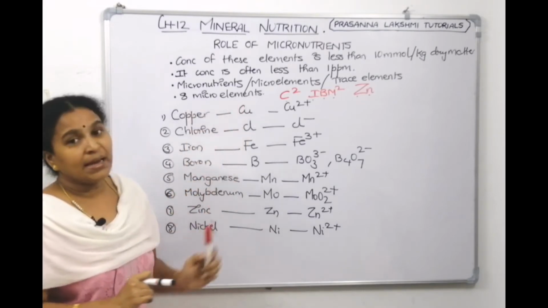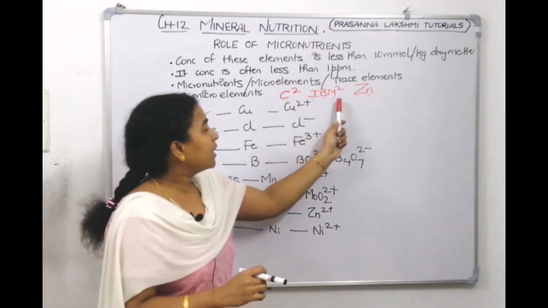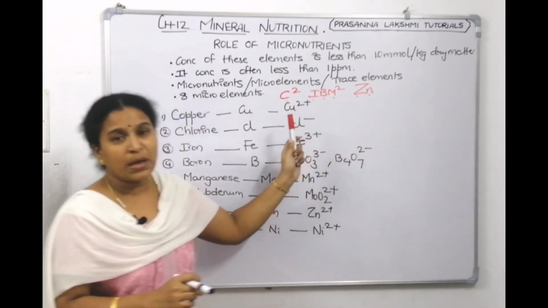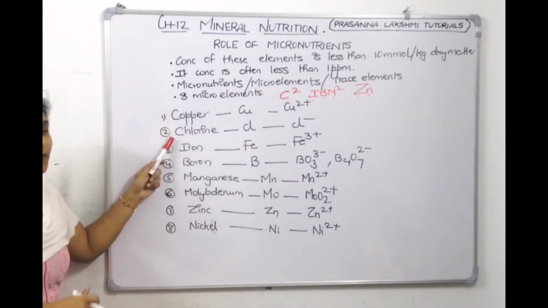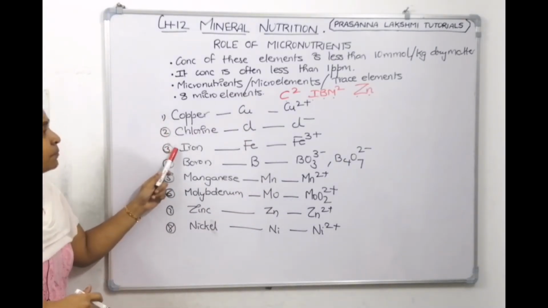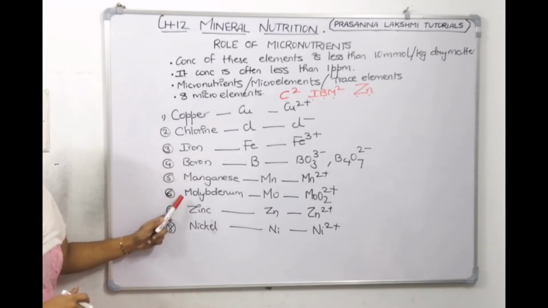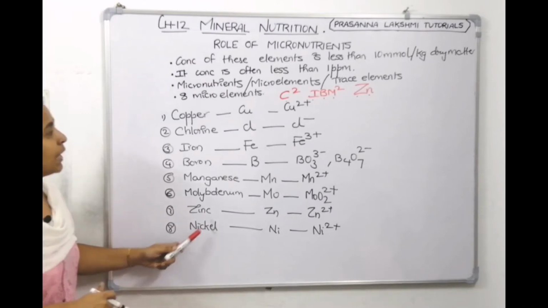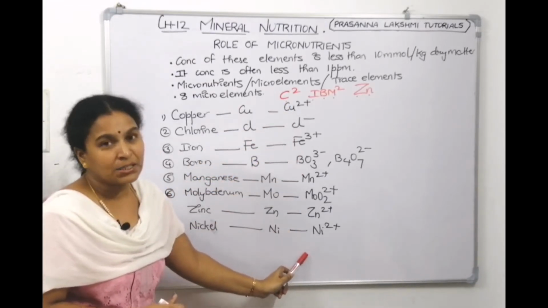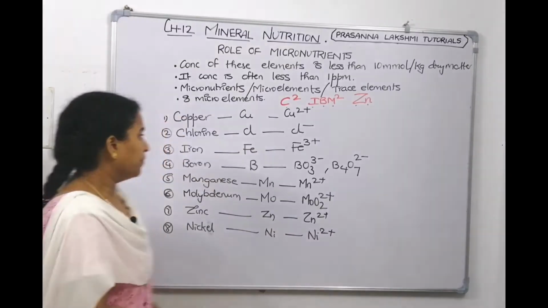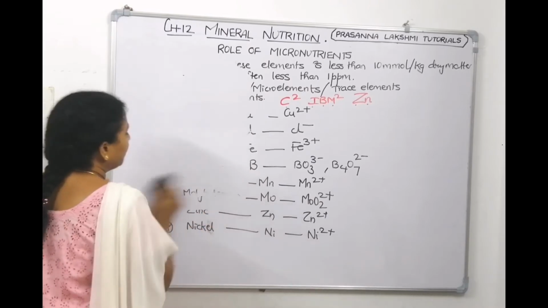Now what are the 8? We made a code: C square, IBM square, Zn. C stands for copper, the second C for chlorine, I for iron, B for boron, one M for manganese, another M for molybdenum, Z for zinc, N for nickel. And these are the symbols of the elements, and these are the ionic forms in which plants absorb them. Yeah, took a screenshot. Now let us talk about the microelements one by one.